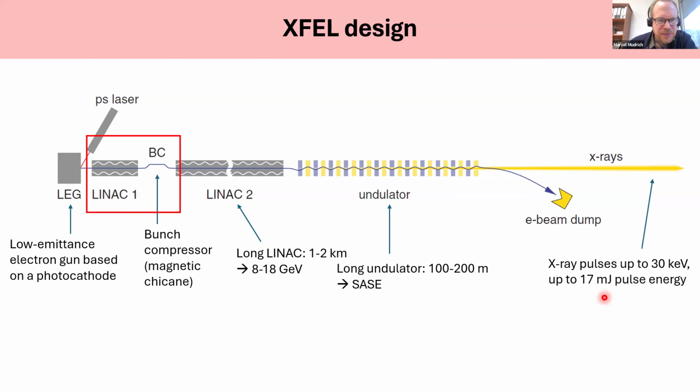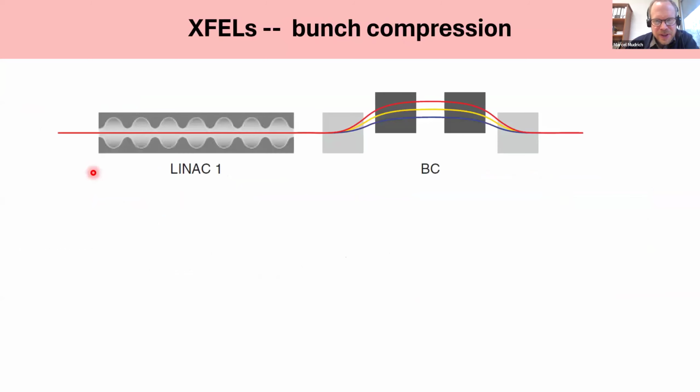Yeah, what is this bunch compressor? Maybe let's have a quick look at that. I tried to stress that the whole SASE process only has a chance to work if we reach very high electron density in the first place, because we need this high density to have high radiation power of undulator radiation to have any chance of reaching this back-coupling effect of radiation to the electrons. And for that, this bunch compressor is essential.